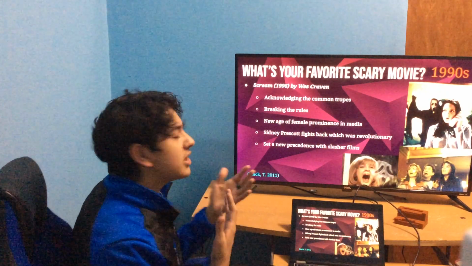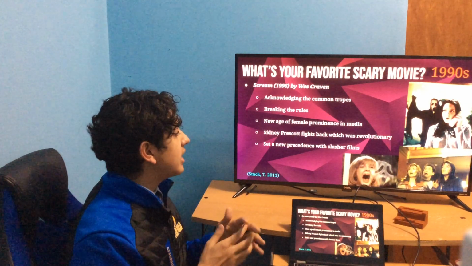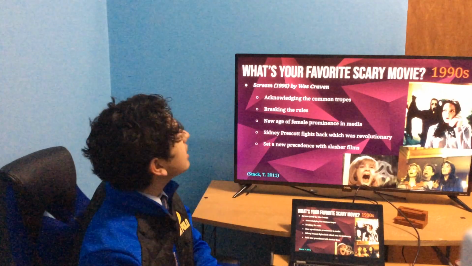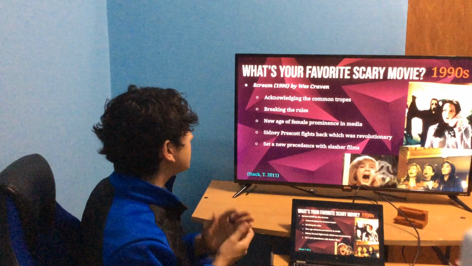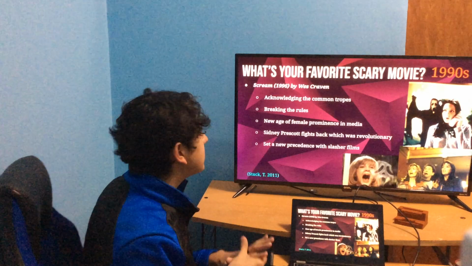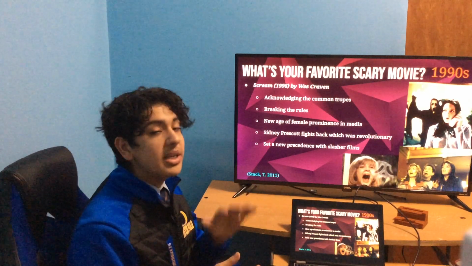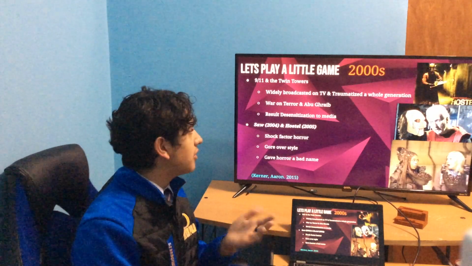A new age of female prominence in media, with women being seen as more powerful characters. Sidney Prescott is going to start this revolution with fighting back against the ghost-faced killer, and she doesn't need a gun. She just is a boss. So she sets this new precedent for what women in slasher films are going to look like and how women are interpreted in general.